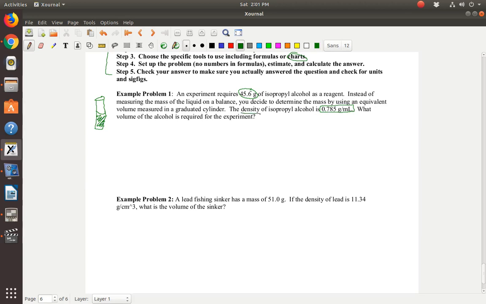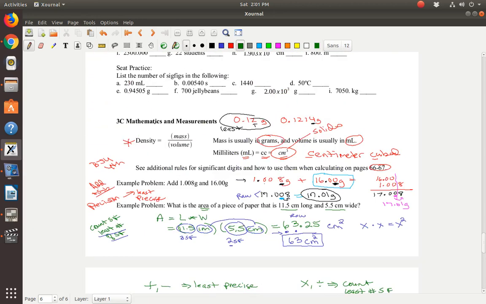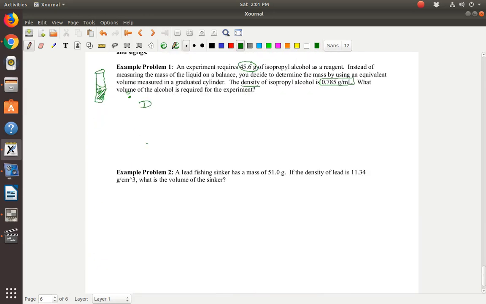And the other key word here is density. What volume? Here's the question. What volume of alcohol is required for the experiment? And so I noticed the word density, so I'm going to pull up the density formula, and the density formula is in your notes. There it is. Mass over volume. Okay? So density equals mass over volume. And I'm going to use that to solve.